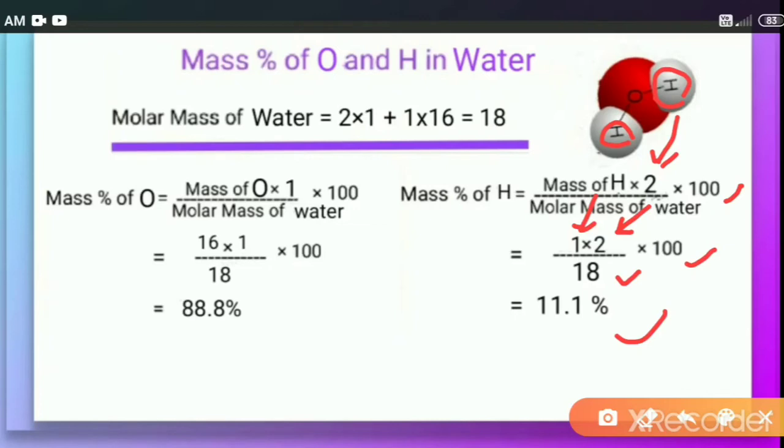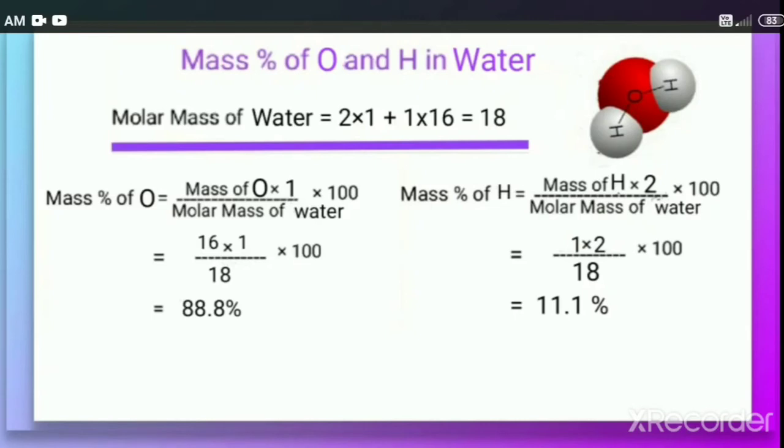As we know, the total percentage should be 100. So when we make the sum of these two, we get nearly, or we can say approximately, 100%. So this is the method of finding out the mass percentage of the elements present in a molecule. Let us take one more example.